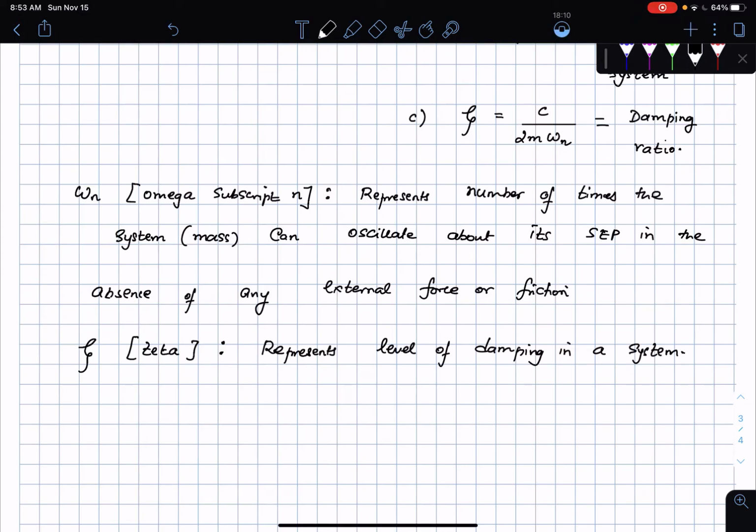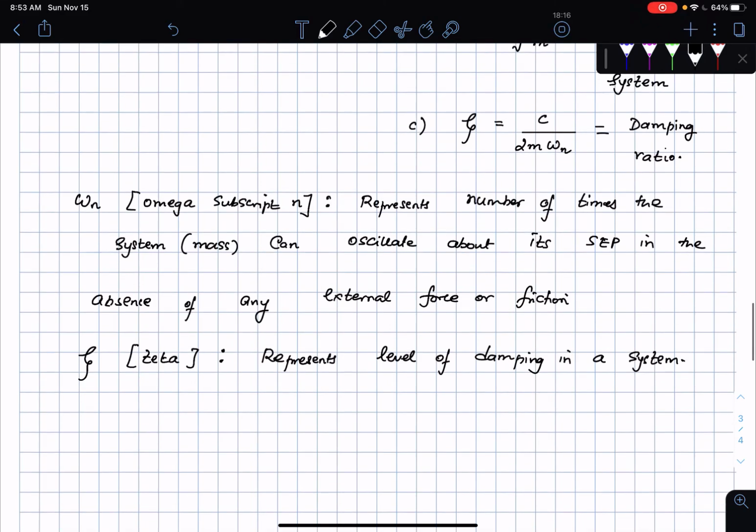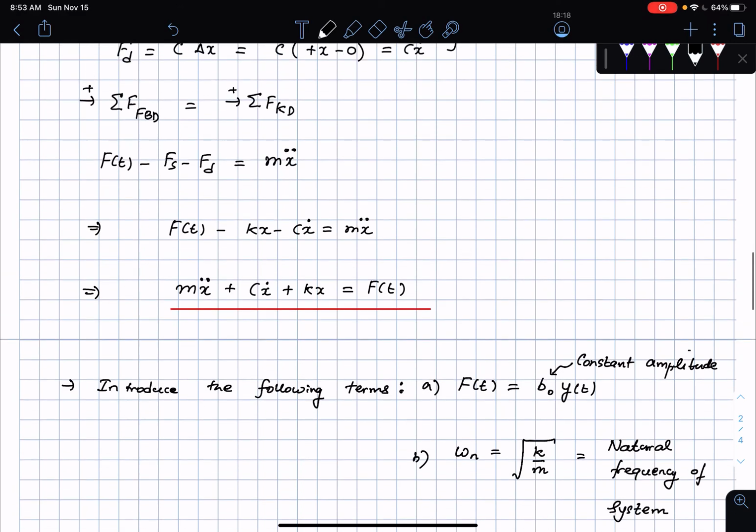So now, after having introduced you to all of these particular terms, I'm going to take my equation of motion from here. So this is the equation of motion essentially. You can write this down if you want.